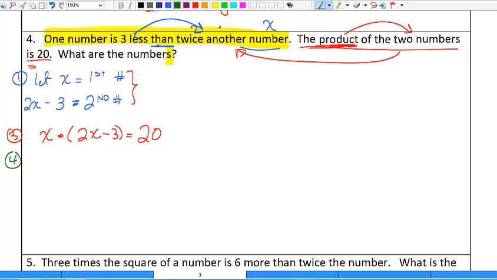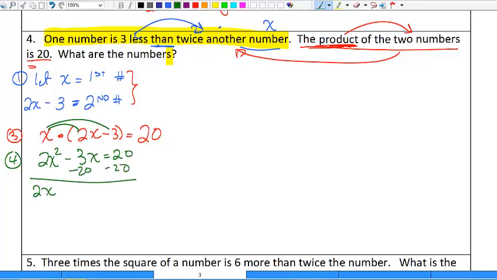Step 4 says to solve that, and you guys know how to solve this now. We have 2x squared minus 3x equals 20. Subtract 20 from both sides to get 2x squared minus 3x minus 20 equals 0. I'm going to try to factor it, because if I can factor it, I prefer to do that.